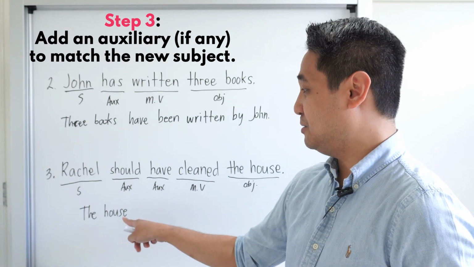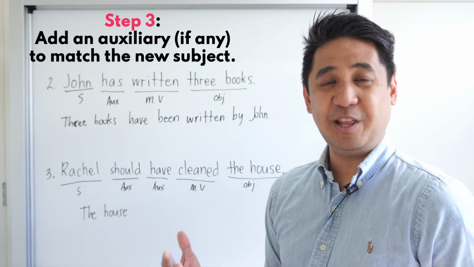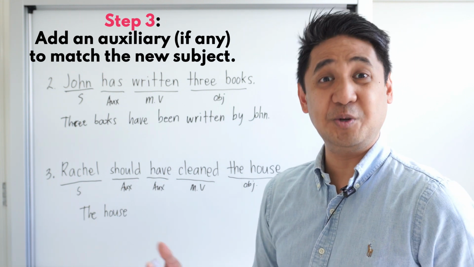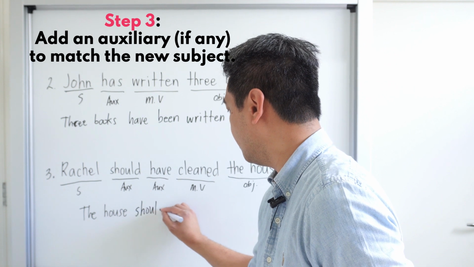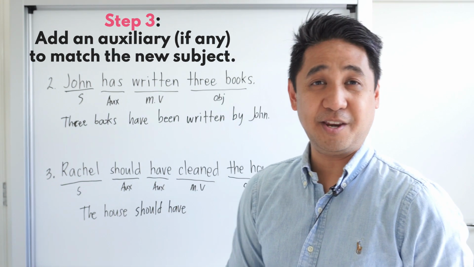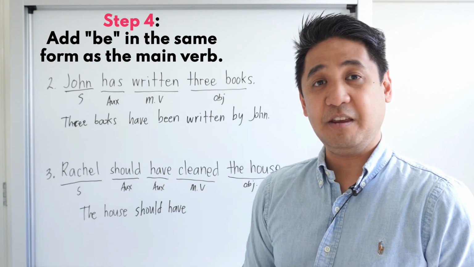Step 3, add an auxiliary if you have one to match the new subject. Now, because our subject is the house and our auxiliary is should have, we don't really need to change it because these auxiliary verbs don't actually change. We just use the same thing. Should have. Step 3, complete.